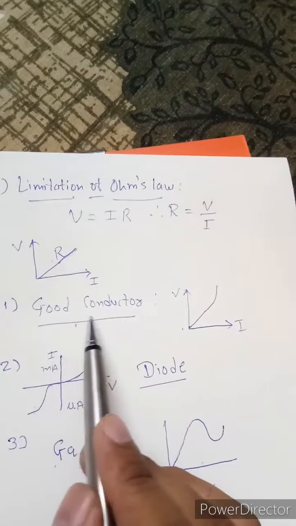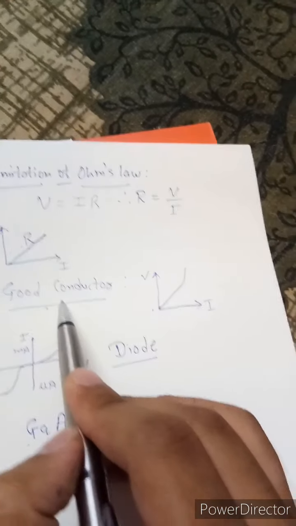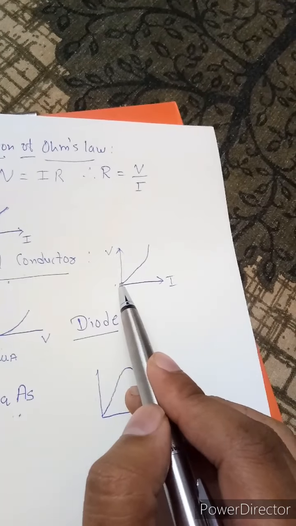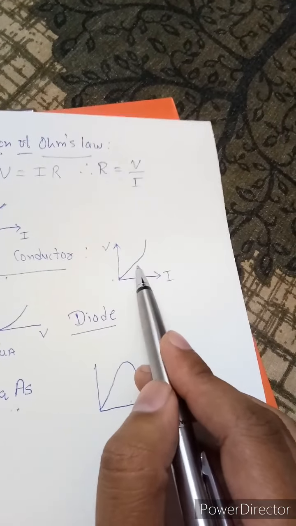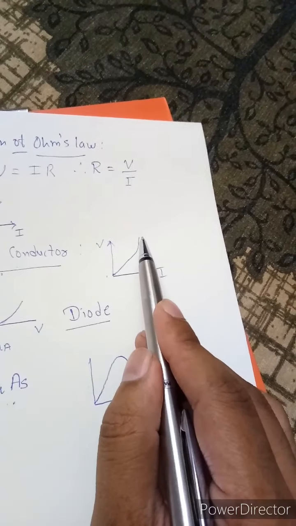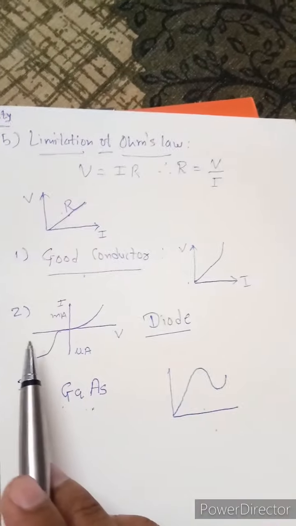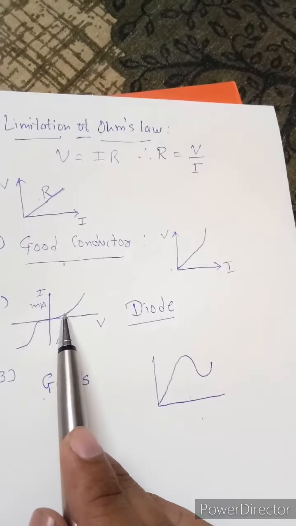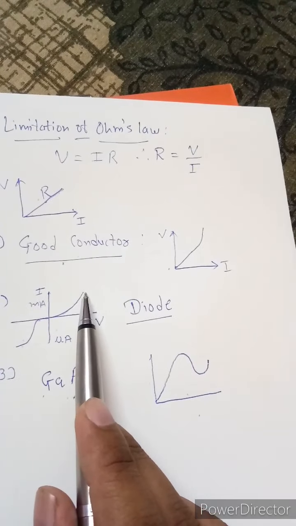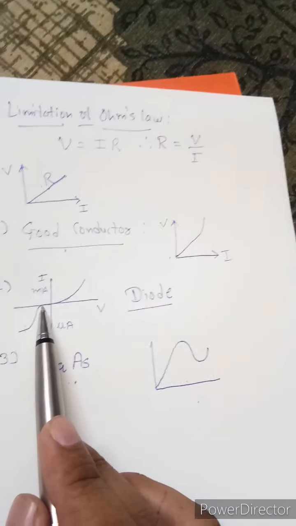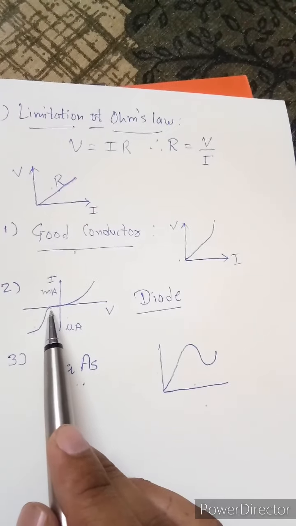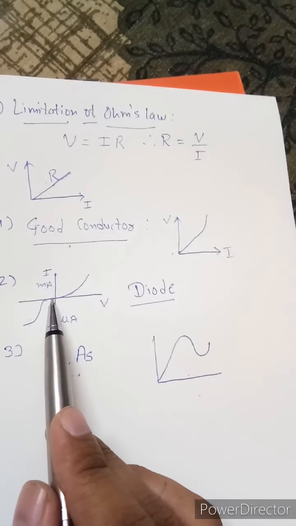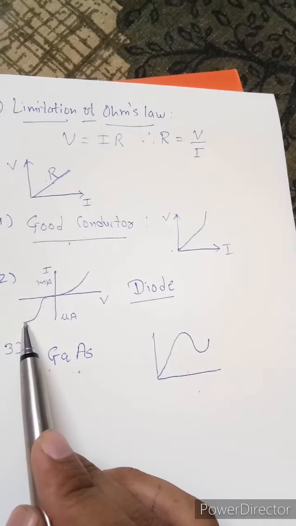First case, if we take a good conductor, and you find the values of voltage and current and draw a graph, it is not straight. It is a little bit curved after some value. In the second drawback, if you increase the value of voltage, the current increases, but when you decrease the voltage by the same amount, the current does not move along the same line.